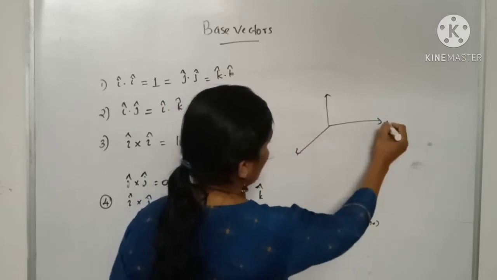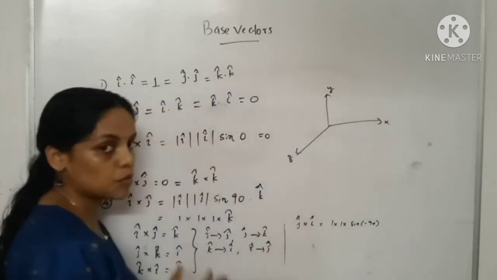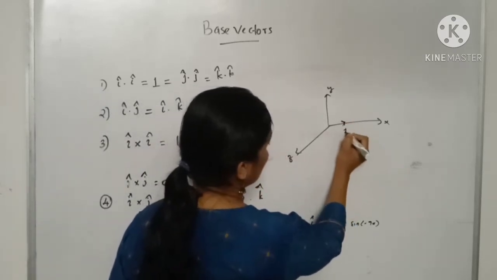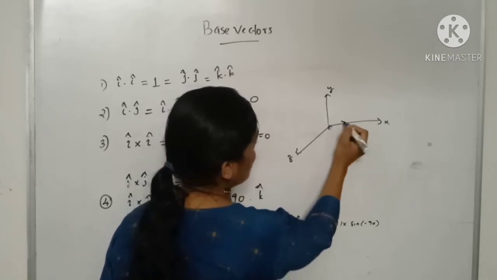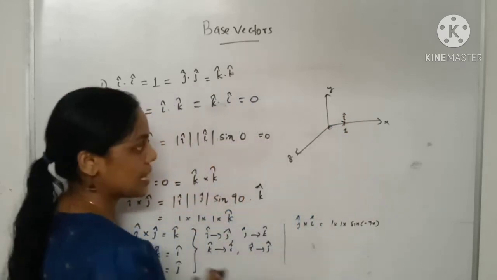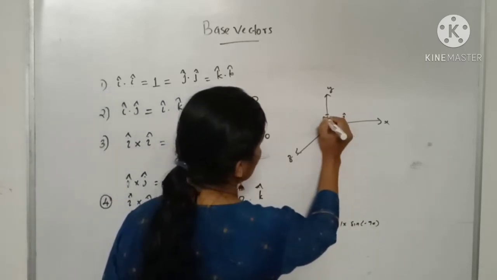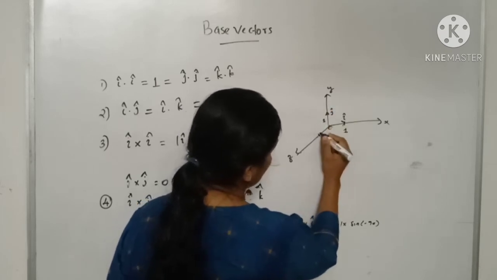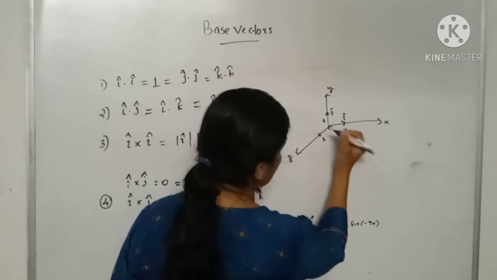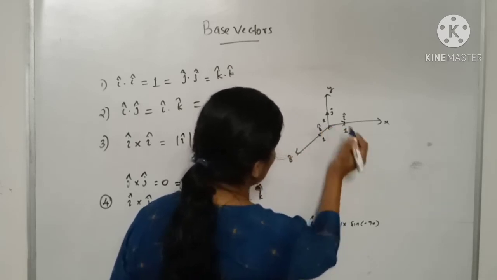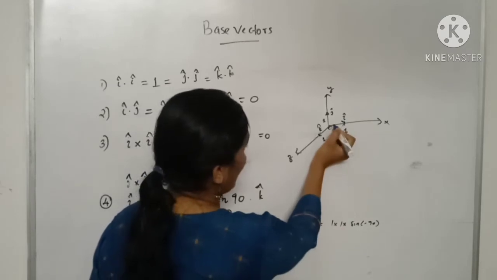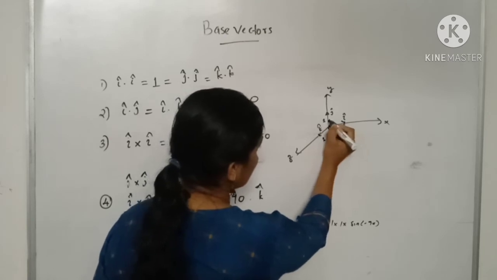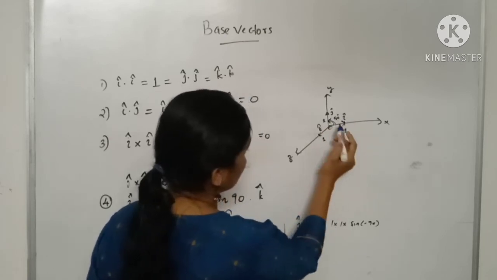This is x, y and z. This is a three-dimensional Cartesian coordinate system. So the unit vector along this, its length is 1. The unit vector along x axis is i cap, and the unit vector along y axis is j cap, and the unit vector along z axis is k cap. Therefore, the angle between i and j, when we take this angle, is equal to 90 degree.